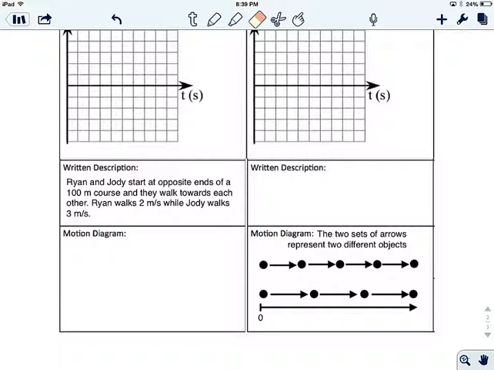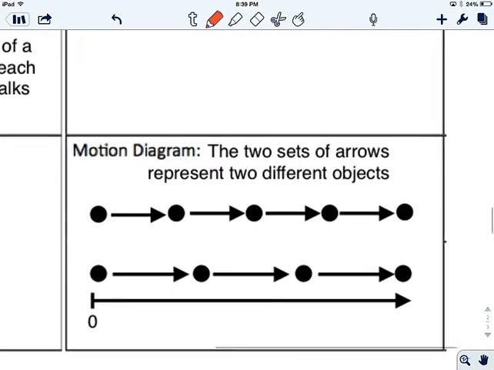Okay, guys, now this is the last example here. So this time they give me a motion diagram, but they don't give me anything else. So let's look at the motion diagram. Now, first thing I notice is they're both going left to right. So they're both going to be uphill. They're both going away from zero.